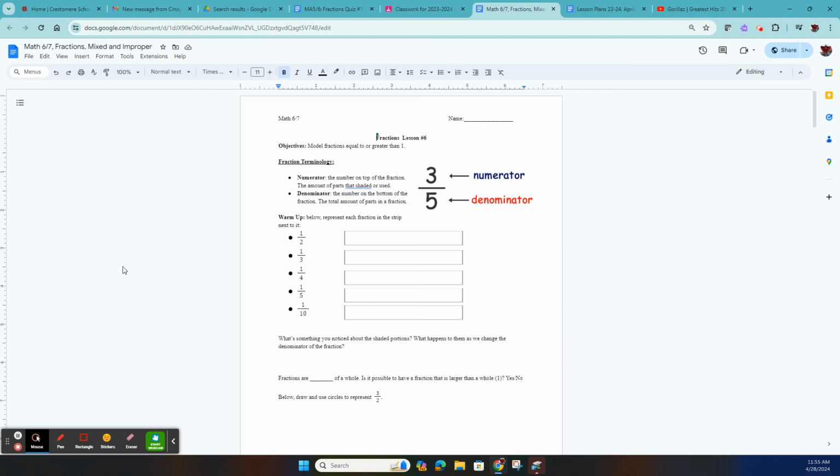Howdy, howdy, howdy. We're talking fractions still, and we're in the second half of our unit. Now we're going to be looking at improper fractions and mixed numbers. And what the heck does that mean? Well, don't worry. We're going to explain it pretty darn quick here.